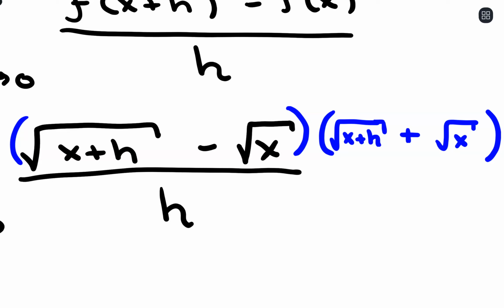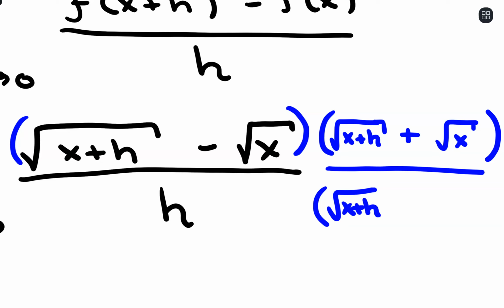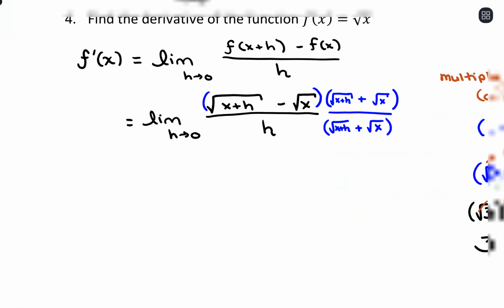Whatever we do to the numerator, we have to do to the denominator too, to keep balance. It's like I want to be multiplying by a version of 1. So as long as I have a multiplication of the square root of x plus h plus the square root of x in the denominator, we're still following all the rules because this is really just multiplying by 1. It's just a very complicated version of 1. All right, here we go.